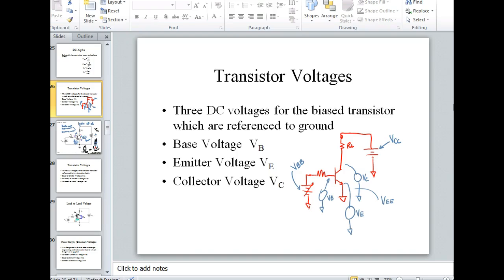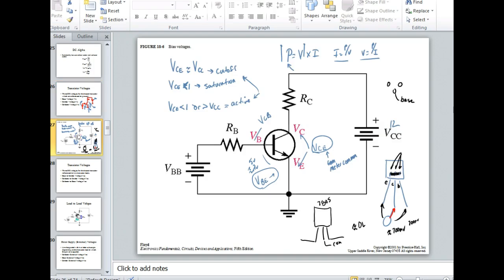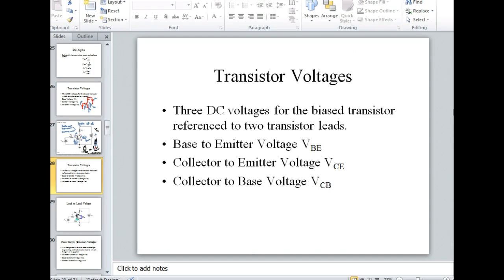If we give a V with a single letter, this is measuring the lead of the transistor relative to the circuit common. So VC, I would measure from the collector lead to circuit common. VE, I would measure from the emitter lead to circuit common. And VB would be from the base lead to circuit common. Everybody okay there? Then we have these other measurements we're going to talk about. These guys, did we get this far?